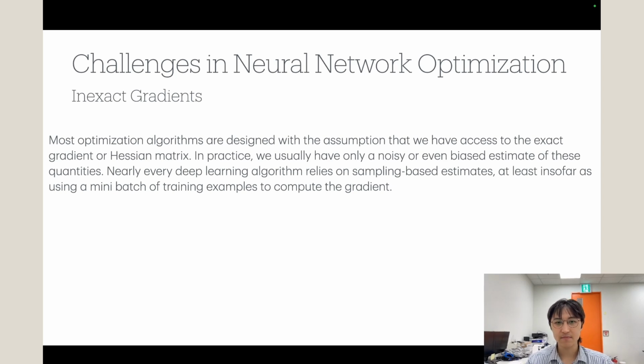Inexact gradient. Here it's saying that most optimization algorithms are designed with the assumption that we have access to the exact gradient or Hessian matrix. In practice, we usually have only a noisy or even biased estimate of these quantities. Nearly every deep learning algorithm relies on a sampling-based estimate, at least insofar as using a mini batch of training examples to compute the gradient.